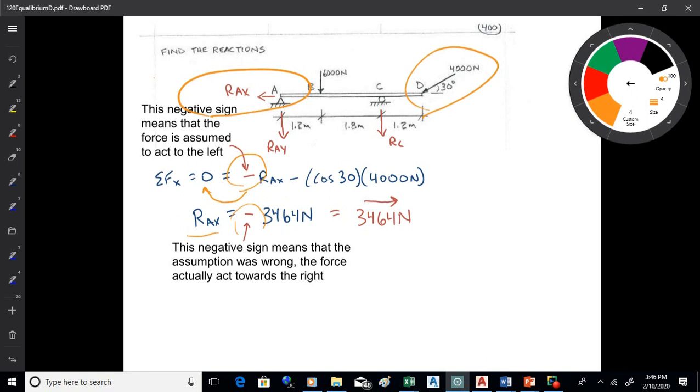Okay, so I assumed it acted to the left, but my answer came out negative. That means no, it doesn't act to the left, it acts to the right. So even though I assumed the wrong direction for RAx, I end up getting the same answer as before, the correct answer. It acts to the right. You just have to interpret the signs and what they mean. So this negative here means it acts to the left, or I assumed that anyway. The negative on the answer means no, it doesn't. It goes the other way. Okay, that's all it means.